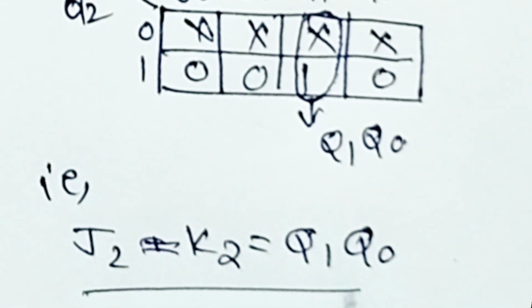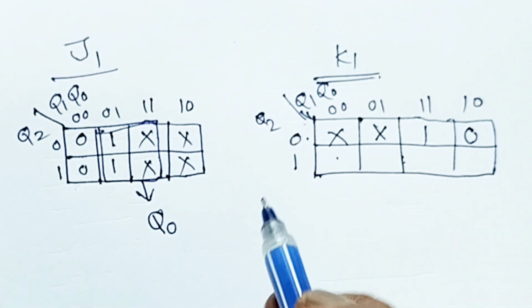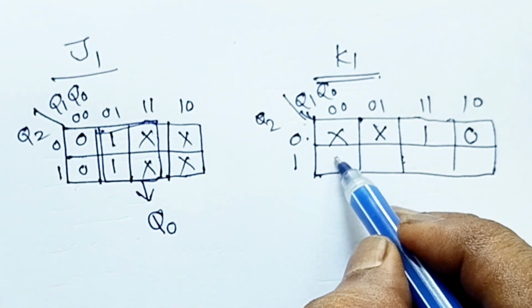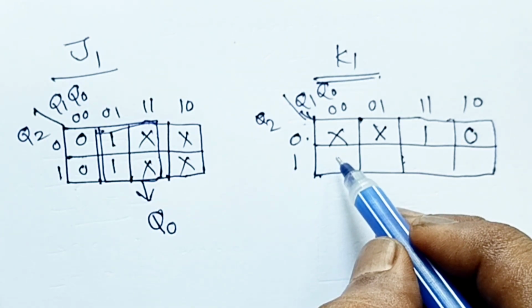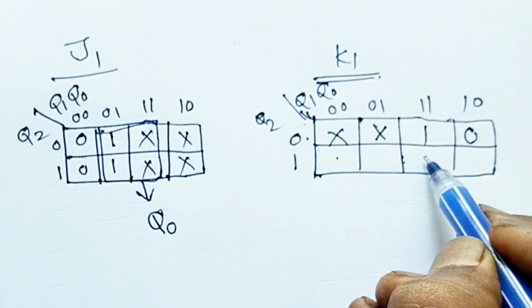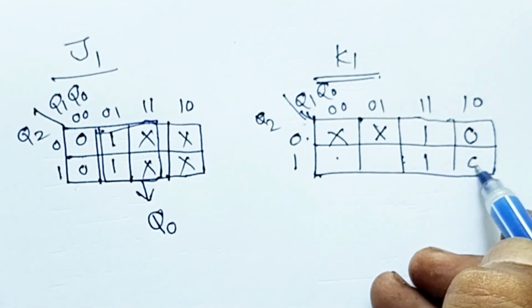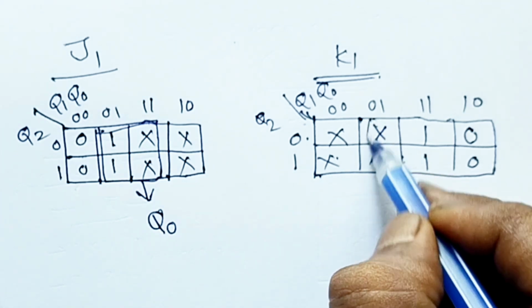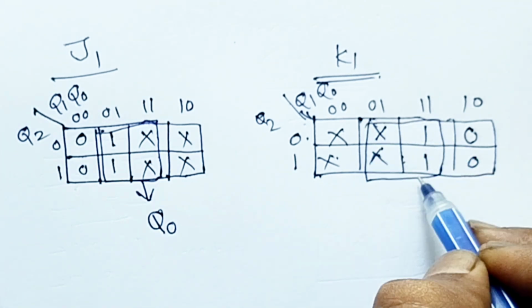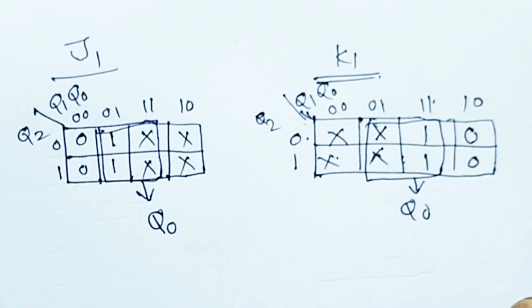Now for J1 and K1, let's proceed, and you will be able to group it in this fashion. For J1 you will get Q0, and for K1 in a similar fashion, but there will be a change in positions of don't care and ones. Anyway, the group will be a quad, so again it's Q0. So here also we have J1 equal to K1 equal to Q0, so that is the second expression.